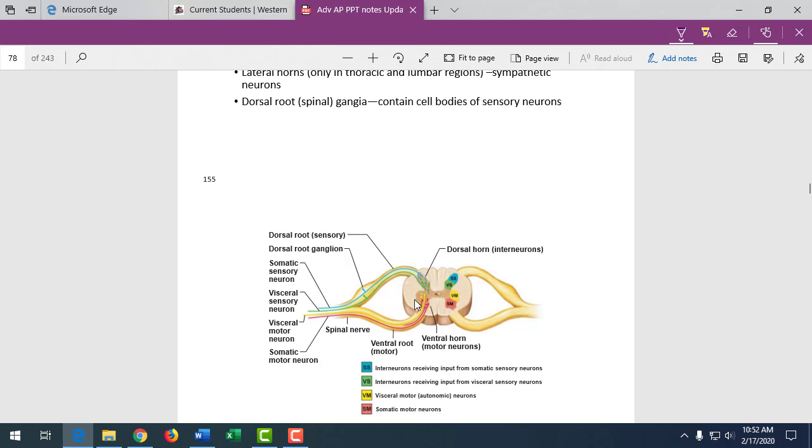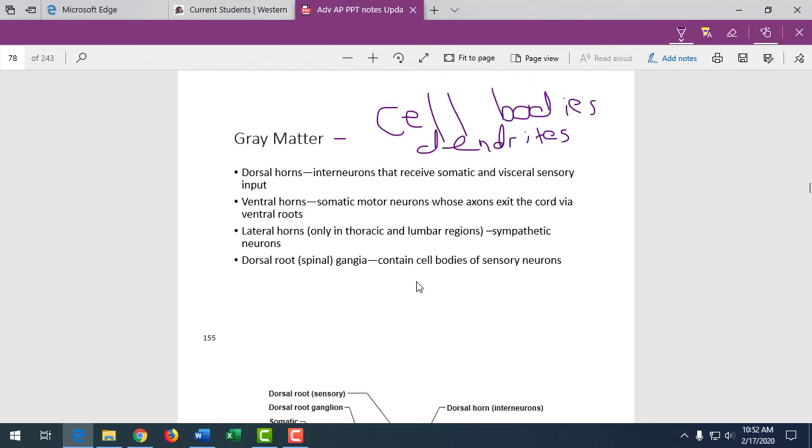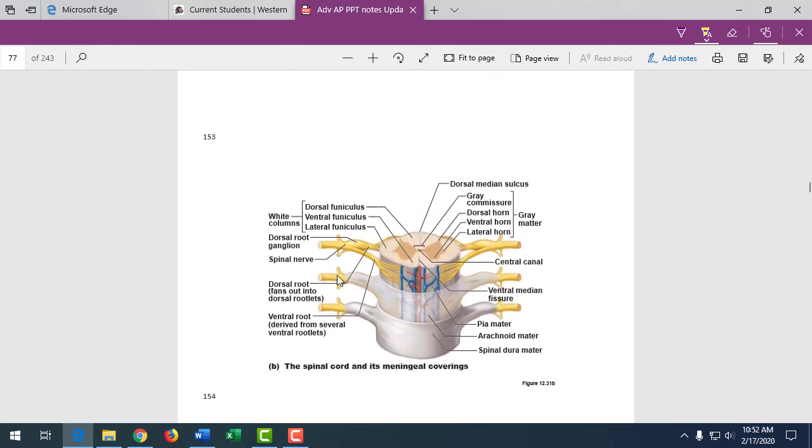What did we call these things here, this butterfly? Each wing of the butterfly we called a horn. Yep, a horn. So all of these, horn or ganglia, it's missing the L, add the L there. These are all cell bodies and dendrites. Okay, so cell bodies and dendrites are horns and ganglia.